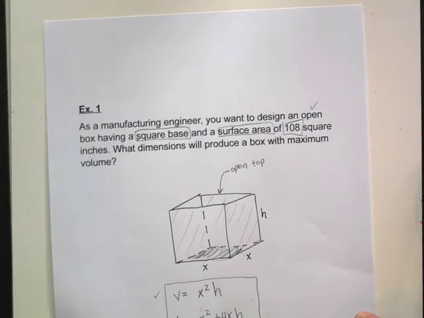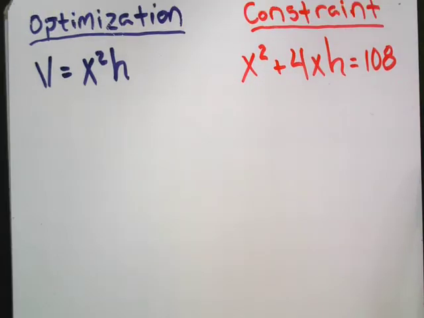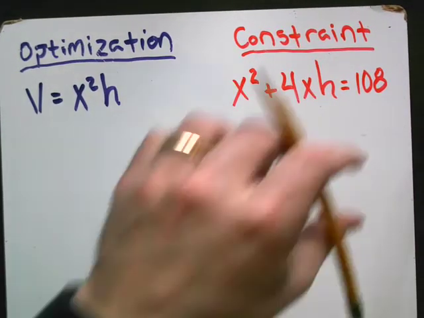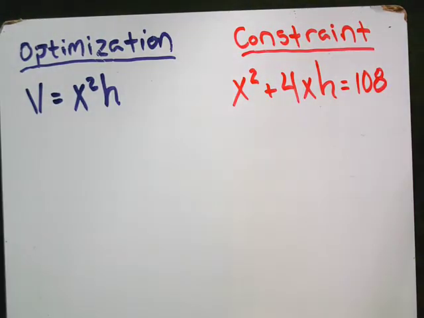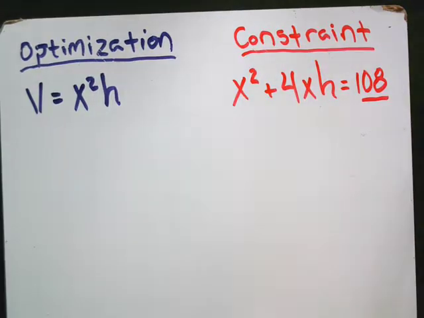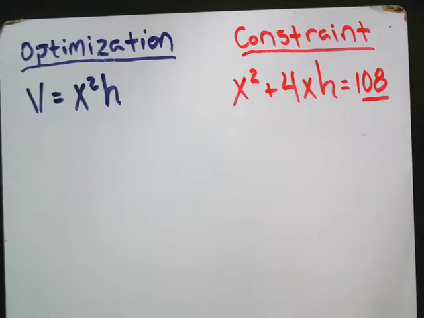With that being said, let's slide that first example aside and pull together a little bit of whiteboard work. I've got my optimization equation, which means I'm trying to optimize the volume. We want to find the maximum volume that you can put in here. And we have a constraint equation saying that we only have a surface area of 108 square inches to work with. So these are our two equations.